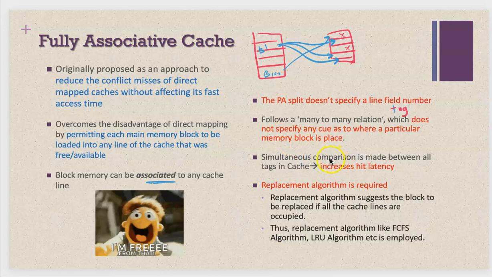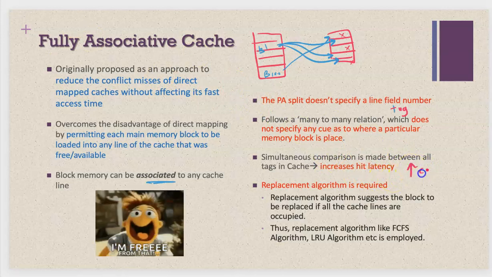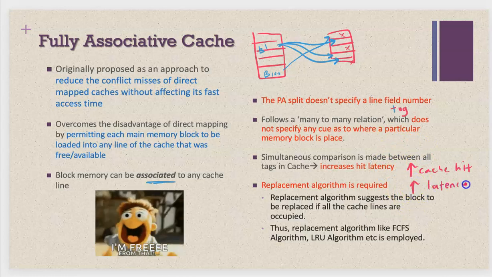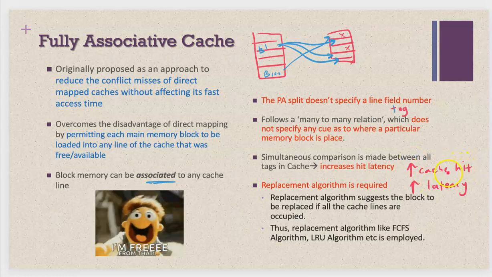Compared to direct mapping, of course, the fully associative cache avoids the conflict miss, right? It increases the cache hit. But because it has to compare all these tags at once, the latency also increases, which means that it takes more time to know if we get a cache hit or not. So there are pros and cons to this approach.